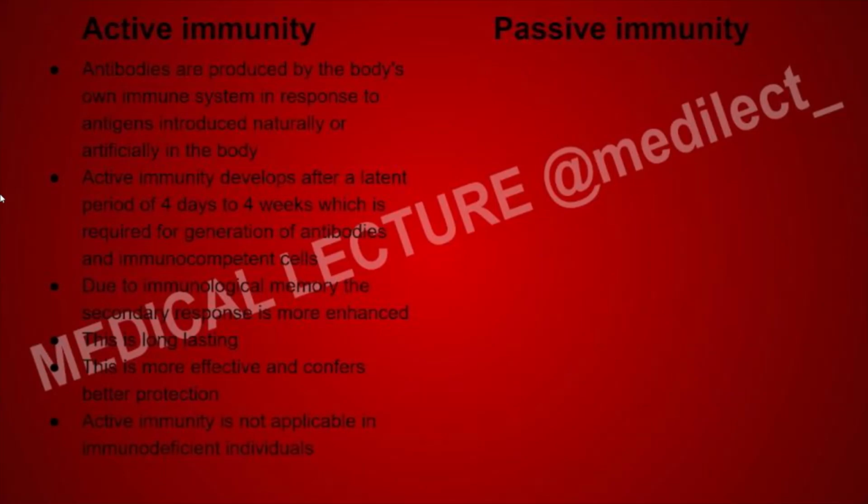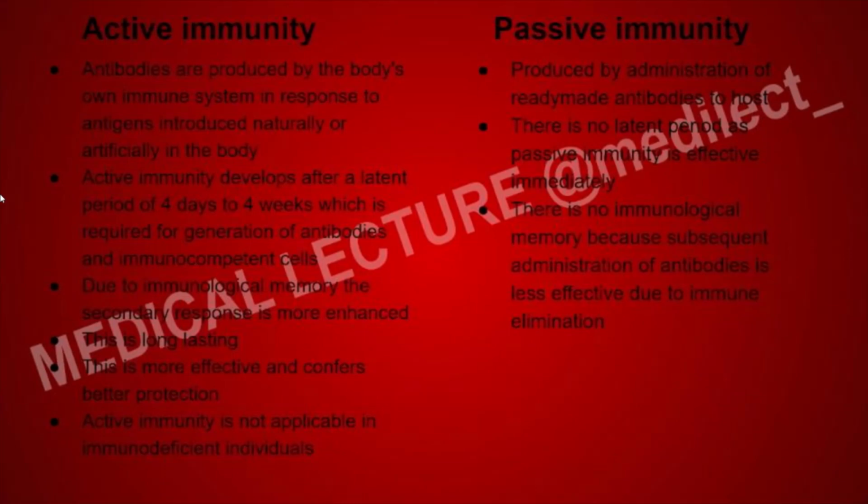Active immunity is not applicable in the immunodeficient individuals, while the passive is produced by administration of the ready-made antibodies to the host. There is no latent period as passive immunity is effective immediately. There is no immunological memory because subsequent administration of the antibodies is less effective due to immune elimination. This is short-lasting. This is less effective and provides inferior immunity. Also, it is applicable in the immunodeficient individual because we are administering the ready-made antibodies to the host.